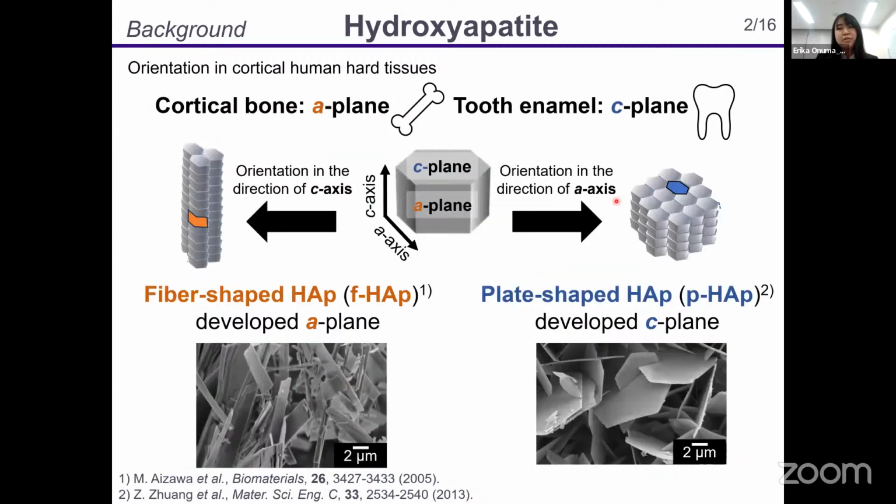Actually, the HAP crystals in cortical bone and tooth enamel have preferred orientation to the A plane and C plane direction. On the other hand, we can synthesize HAP single crystal particles with specific morphologies, fiber-shaped with a preferred orientation to A plane or plate-shaped with a preferred orientation to C plane.